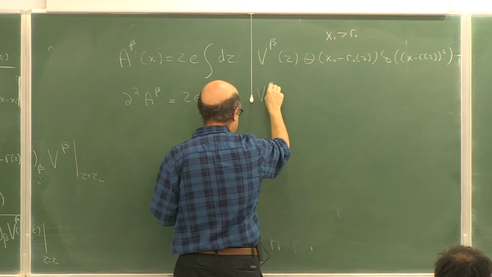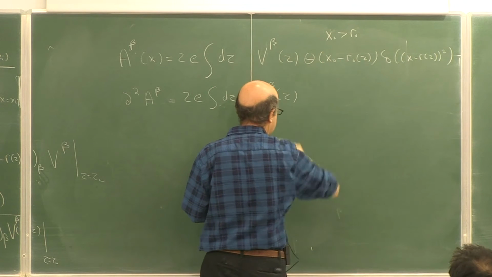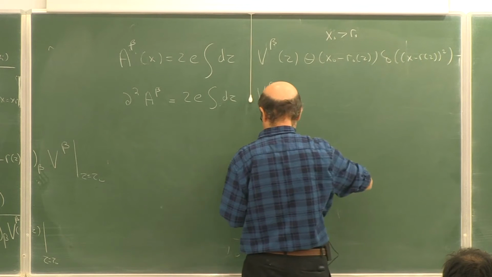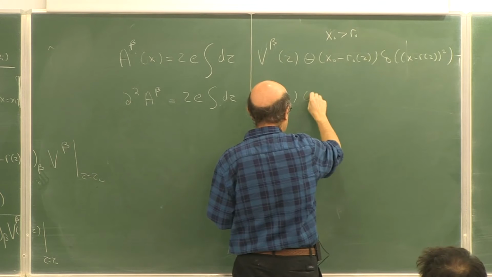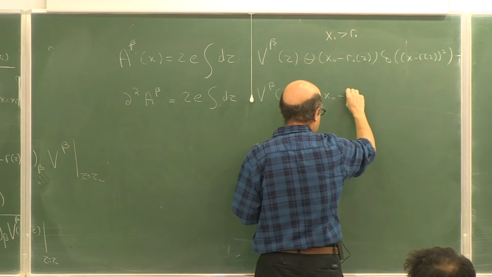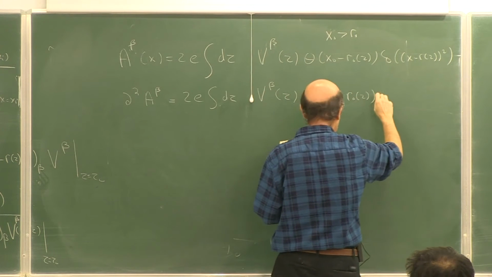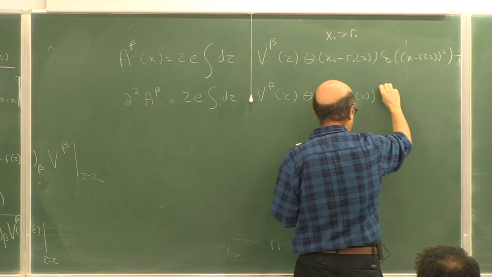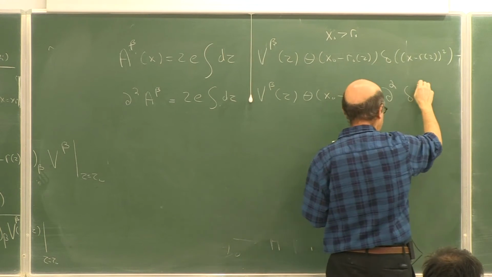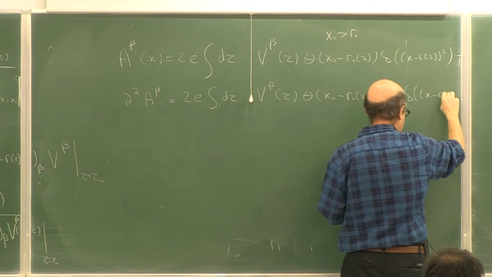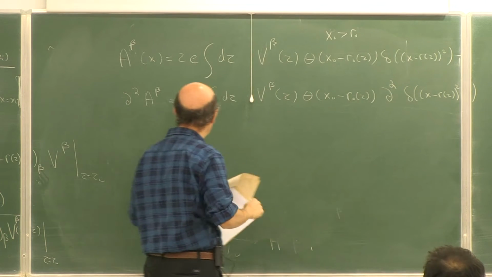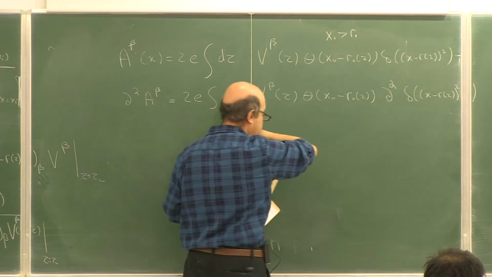V of beta of tau, x0 is greater than r0, so therefore you can act the derivative with respect to the delta function over there. So this is the unit step theta of x0 minus r0 of tau, and del alpha of the delta function of x minus r of tau squared. So this will act on this delta function.